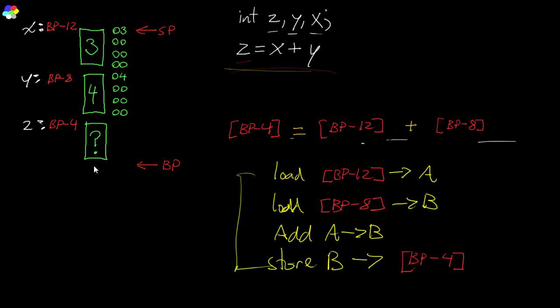So now let's look back at the original example I gave you, assuming that Z, Y, and X are local variables. So you're going to have your stack pointer up here, you're going to have your base pointer down here, and your operations here now are going to be working on addresses relative to where the base pointer is. So the basic operation is base pointer minus 4 is equal to base pointer minus 12 plus base pointer minus 8, which boils down to these operations here.